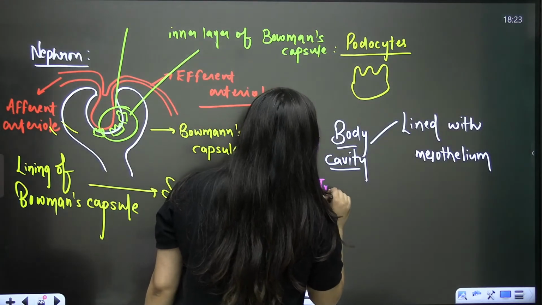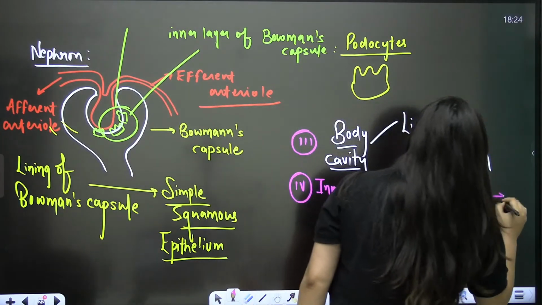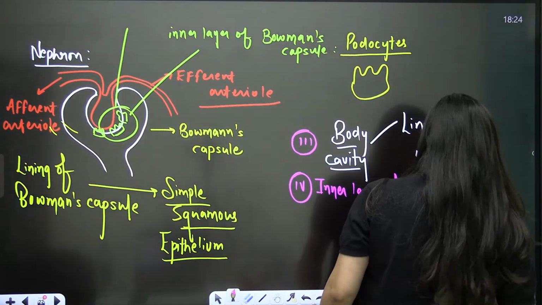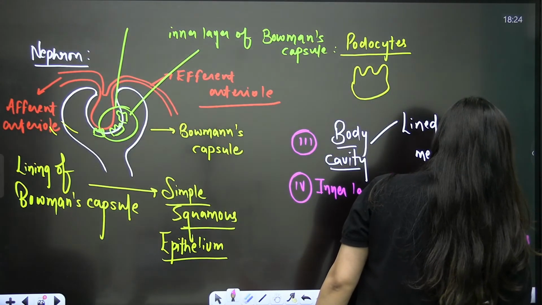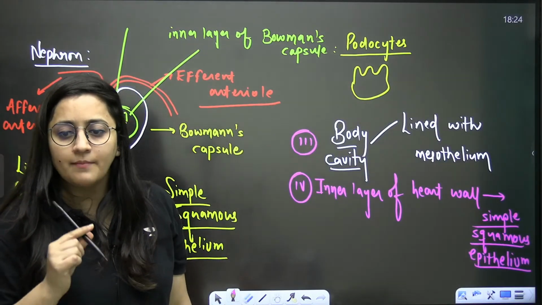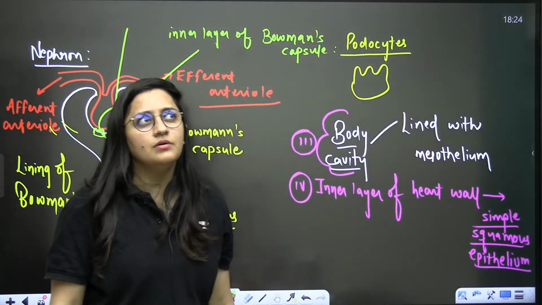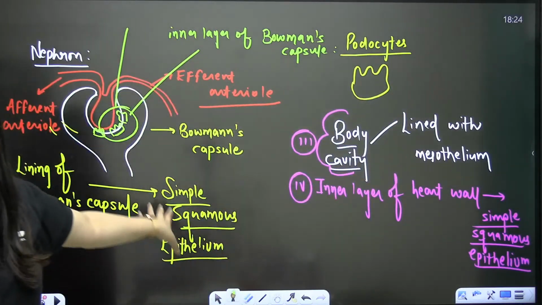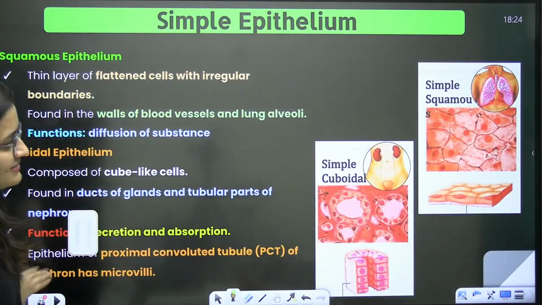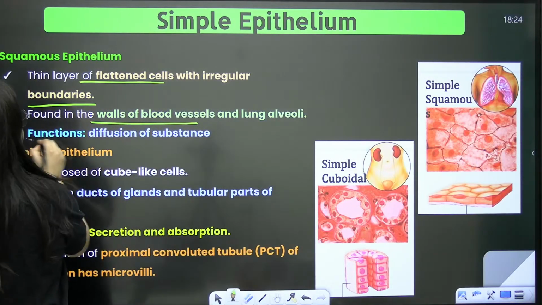And do you know the inner layer of the heart wall? In the case of your heart, the innermost layer is also made up of simple squamous epithelium. So the body cavity is lined with mesothelium, and even the body organs, that is the visceral peritoneum and all, are also made up of simple squamous epithelium. That is how it is important. You can revise it quickly from the slides as well. Here you can see thin flat cells with irregular boundaries, lining the walls of blood vessels and the lungs.